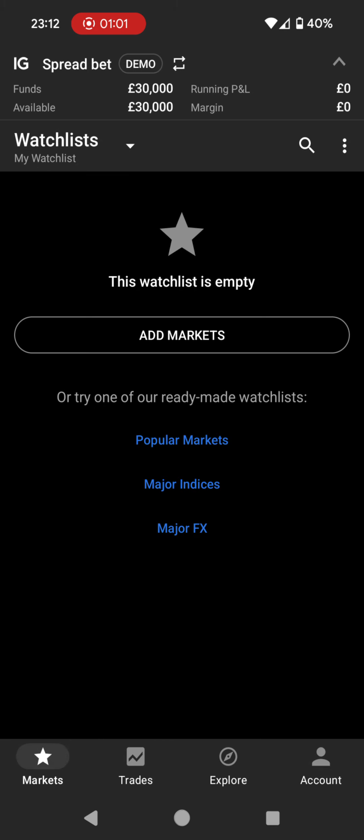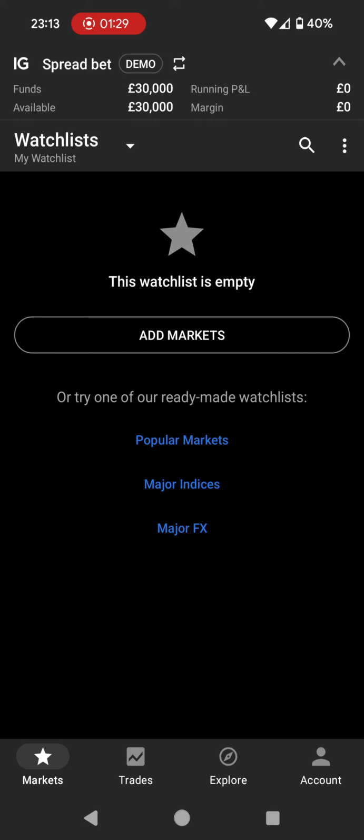You've got a pre-made one of popular ones, different currencies, your FX, commodities, so there you see oil, gold, silver, and the watch list. So let's make our own one.